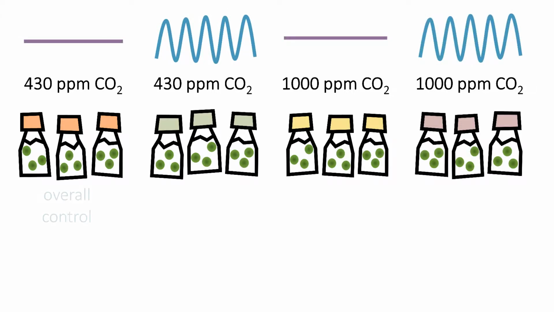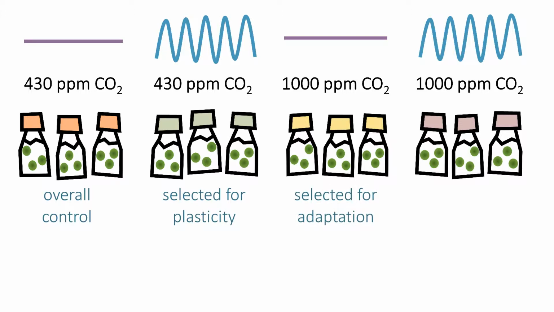The stable ambient was the overall control, and this is a standard lab environment for Ostreococcus. The fluctuating ambient selected for plasticity only, so no high CO2, just experiencing environmental fluctuations. The stable high CO2 environment was selection for adaptation to high CO2 only, and the fluctuating high CO2 environment selected on both plasticity and the ability to grow at high CO2.